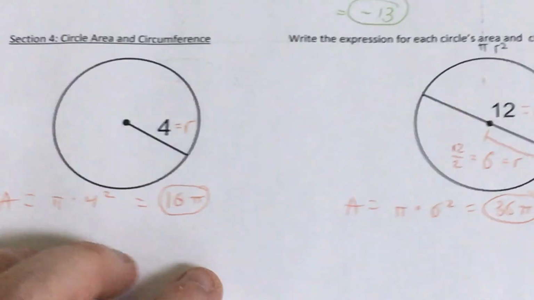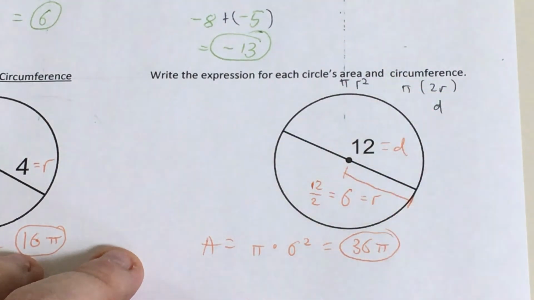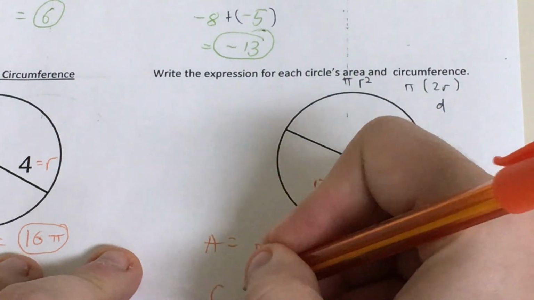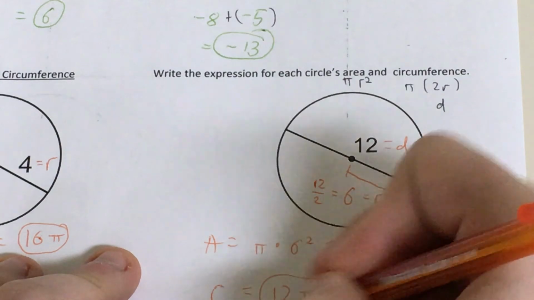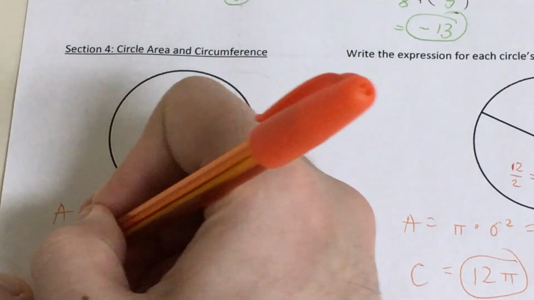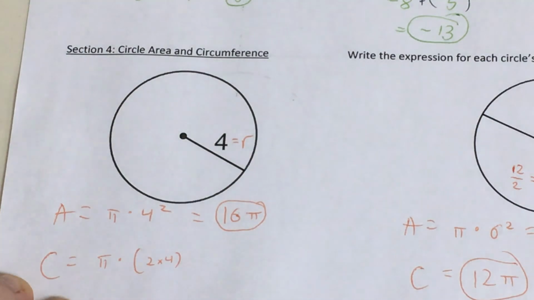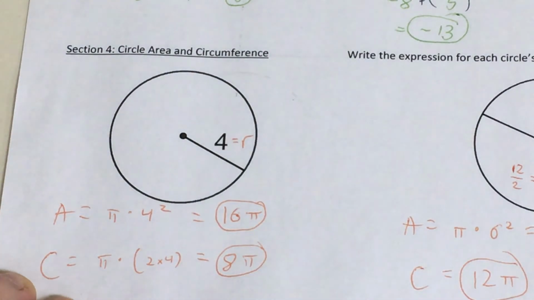So now let's move on to circumference. Circumference is where I take pi and I multiply it by whatever double the radius is, or just by the diameter. So down here, it's very easy. My circumference, the diameter is already given, so that's going to be 12 times pi. Over here, if my radius is 4, that's going to be pi times 2 times 4. 2 times 4 is 8, meaning that my circumference could be represented by 8 pi.